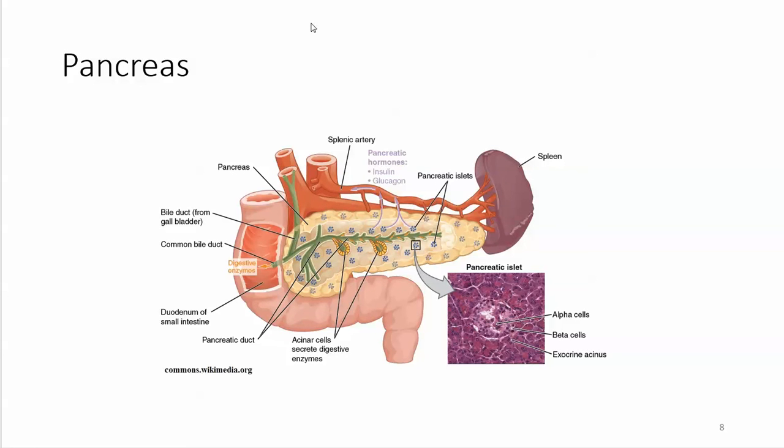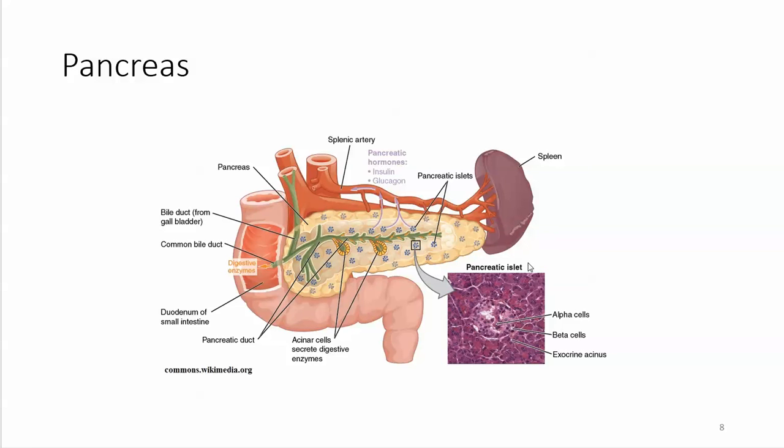The pancreas is both an exocrine and an endocrine gland. These acinar cells right here, okay, these are exocrine cells. They're clusters of secretory cells. They secrete an alkaline fluid containing enzymes such as amylase and lipase.